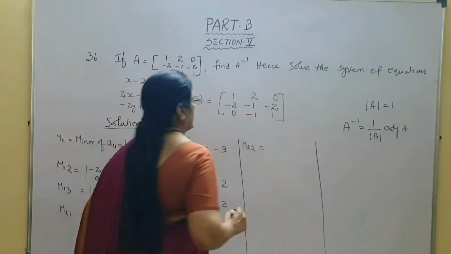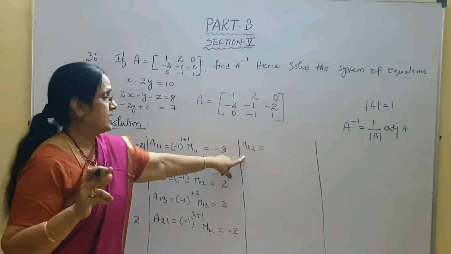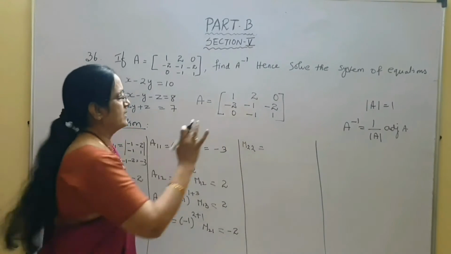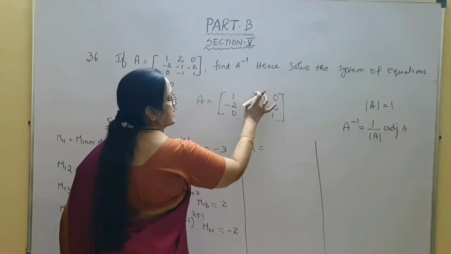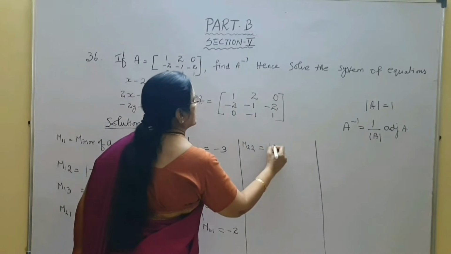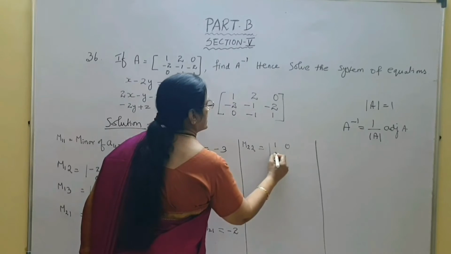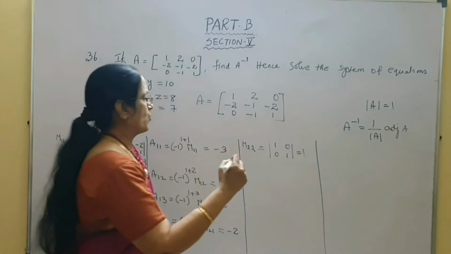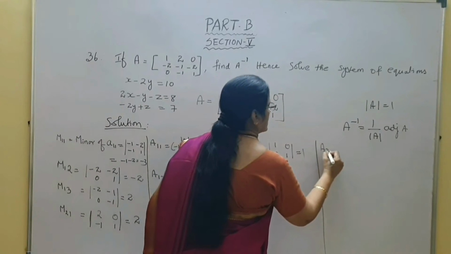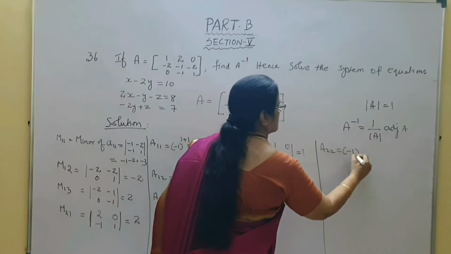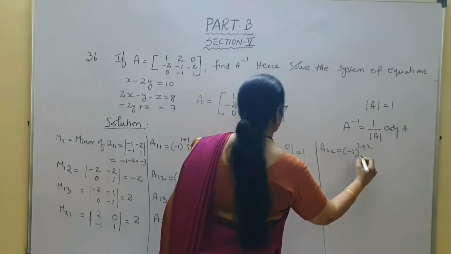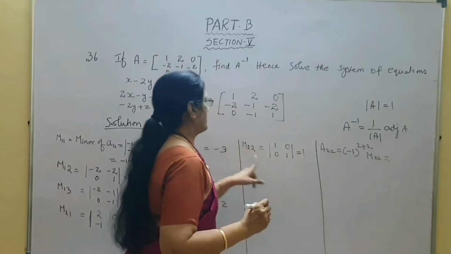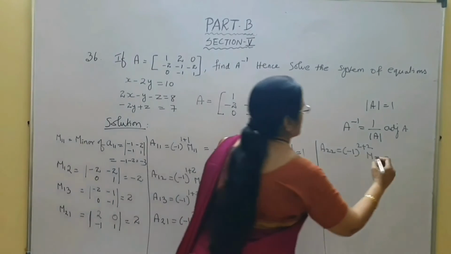m22, which is the minor of the element small a22, which is minus 1 over here. So leaving the second row and second column, I will be left with 1, 0, 0, 1, which is going to be 1. So the corresponding cofactor A22 is going to be minus 1 to the power 2 plus 2 into M22. Here it is 1 and M22 is 1, so the product is going to be 1.